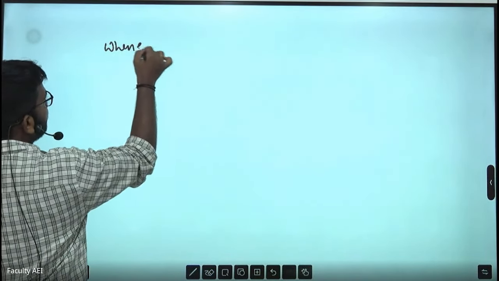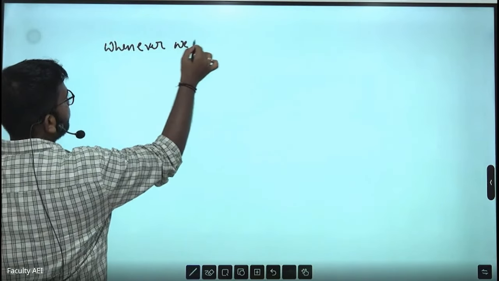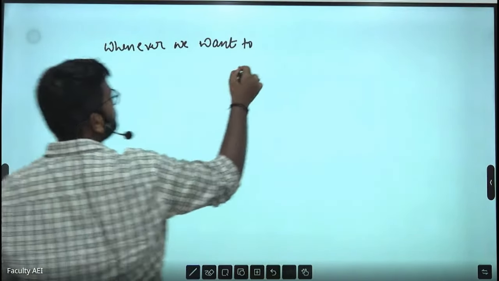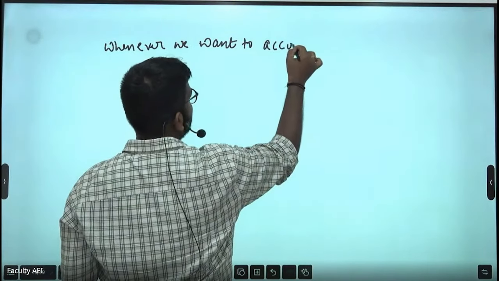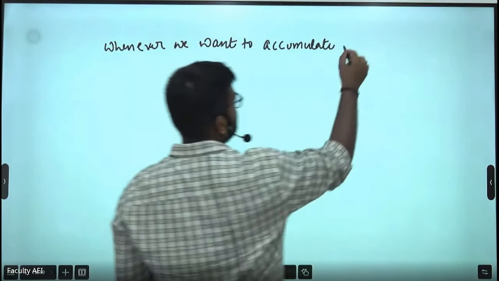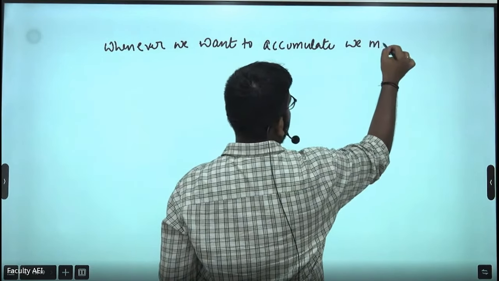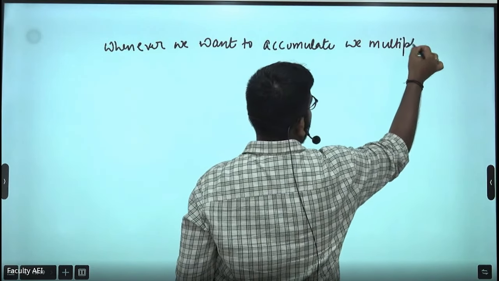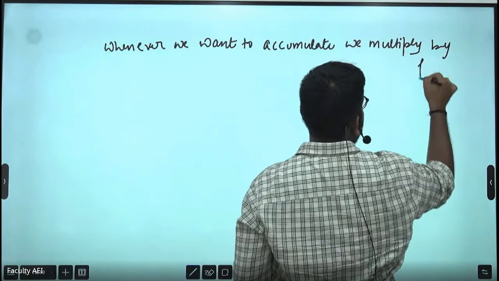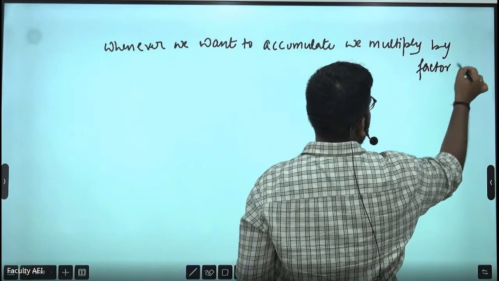Whenever we want to accumulate, we multiply by the factor. What is the factor?